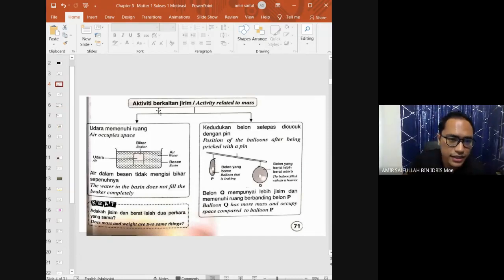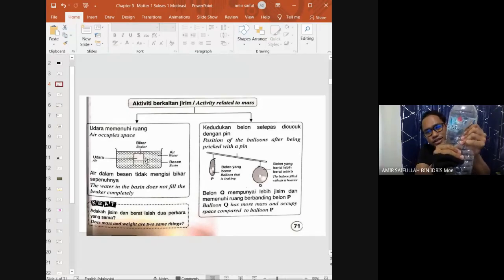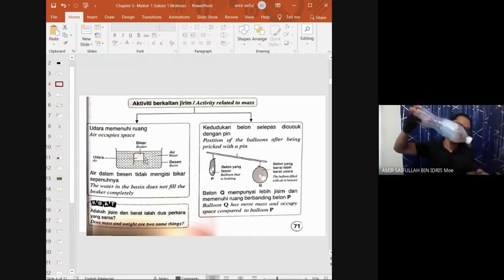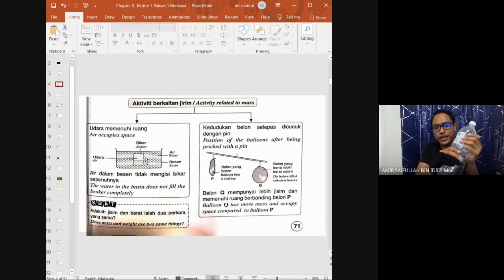Okay, next. We can see mass such as, when you take an empty bottle like this and you try to squash the bottle, you cannot. I cannot crush it. You see, it goes back to the original. Actually, there is no water, it's an empty bottle. But why can't I crush it? Why do you think I cannot crush it? Who wants to guess?